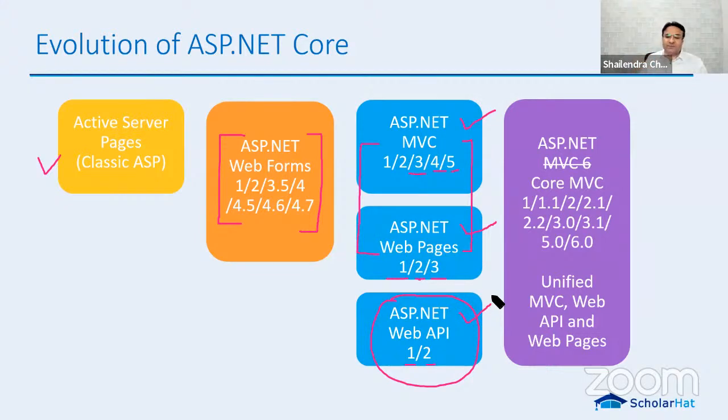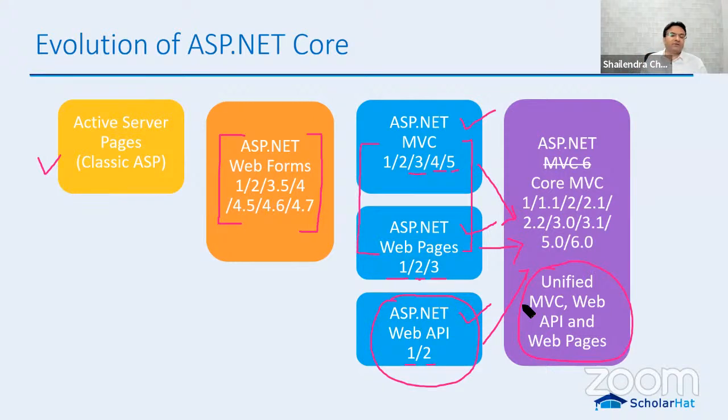But starting from ASP.NET Core, they combined all these three styles into one style. It means now we have a unified style. We have one set of DLLs and the same request pipeline, whether you are building MVC, web pages, or APIs. So instead of having three different sets of DLLs and three different request pipelines, now we have only one request pipeline and one DLL to serve the MVC purpose, the Web API purpose, and the web pages.